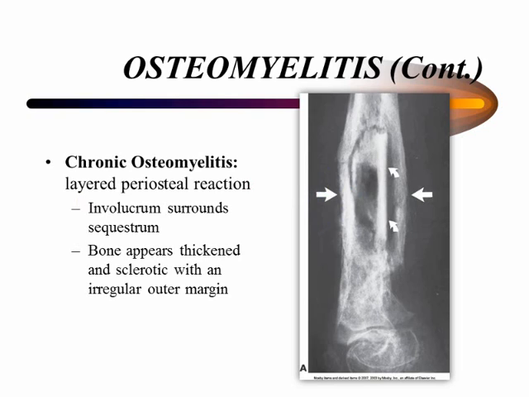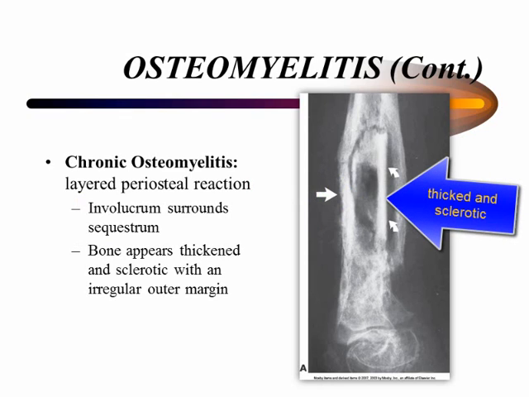After the acute infection has subsided, a pattern of chronic osteomyelitis develops. The bone appears thickened and sclerotic with an irregular outer margin. The cortex may become so dense that the medullary cavity is difficult to demonstrate.